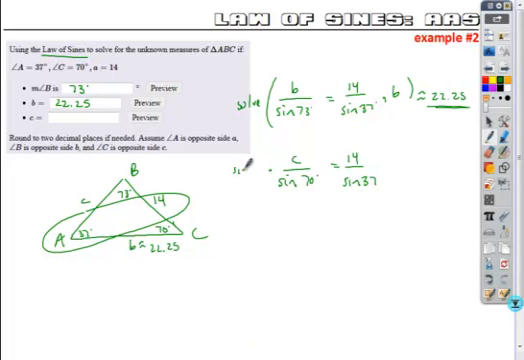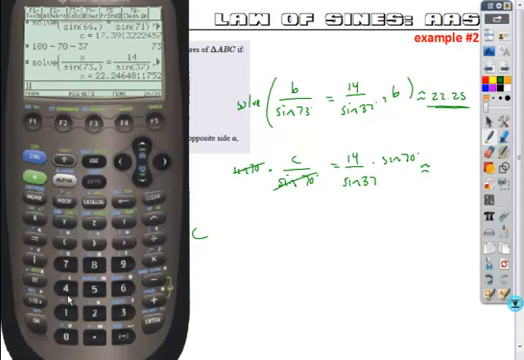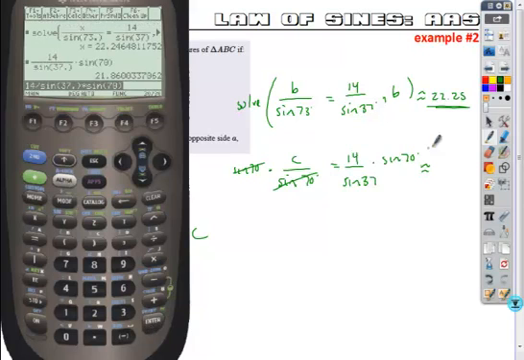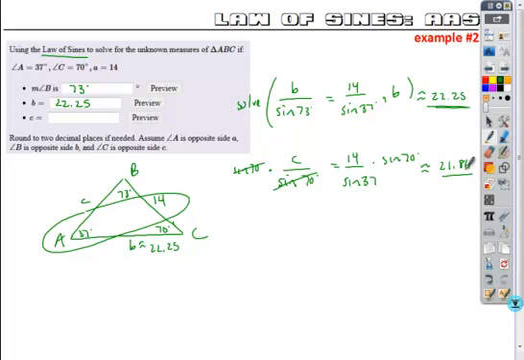This time I'm going to solve it by hand. If I was doing this by hand, I'd multiply both sides by the sine of 70, so my C is isolated. And when I multiply that through, I get 14 divided by the sine of 37. I'll put a decimal in there. All times the sine of 70. And that's when I get my solution, 21.86. So C is going to be 21.86.